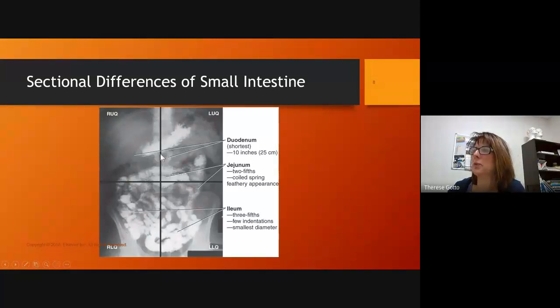Okay, so this radiograph is showing your duodenum. Okay, your duodenum, your jejunum, which has that feathery-like appearance, and this is 2/5 of your small bowel. And then your ileum, which is the lower part, is going to be the other 3/5. Okay, remember this is just a short 10 inches.